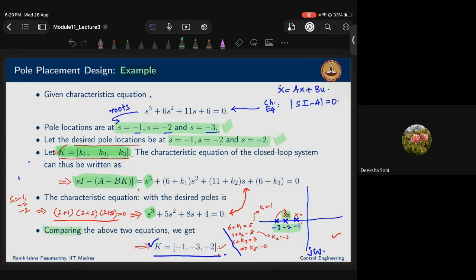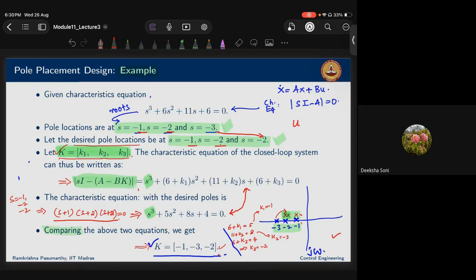So that means these red colored poles. The only change you are expecting is -3 moving to -2. The other two poles have to stay the same. Clear? Is this clear? Yes, sir.